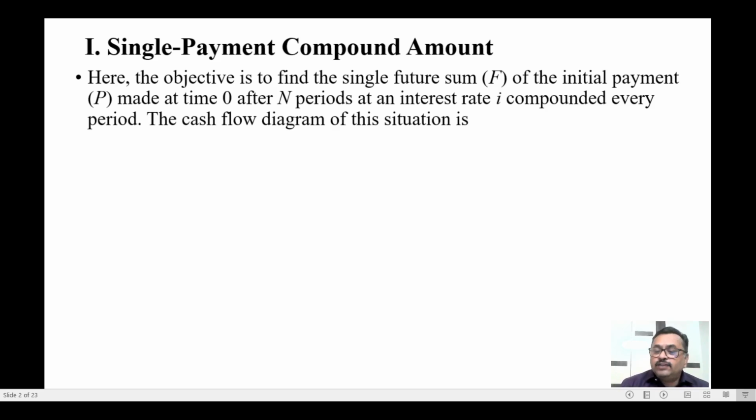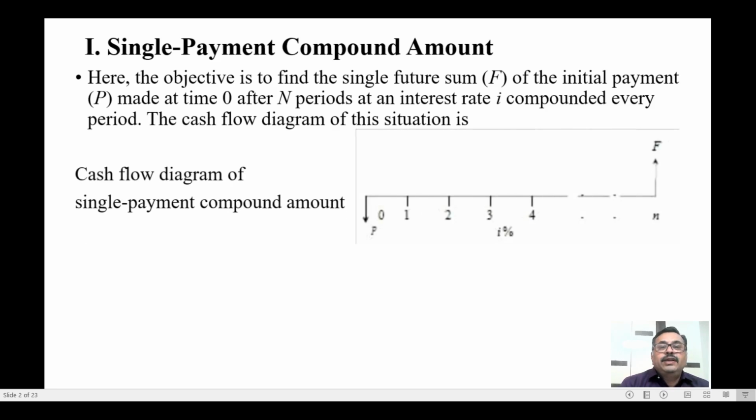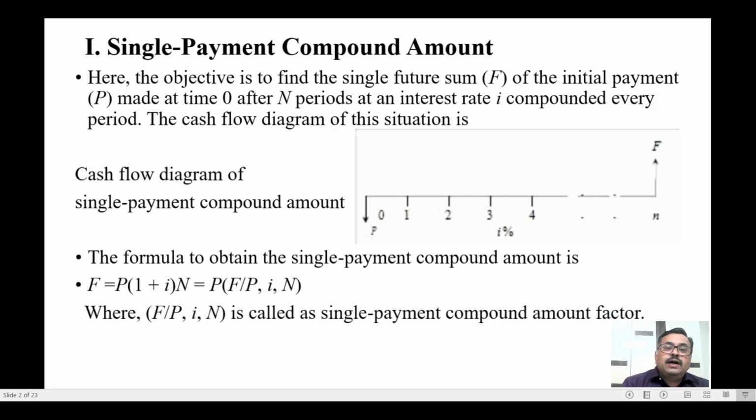The cash flow diagram for this particular method is given here. As you can see, the cash flow diagram shows a sum P given at the initial time period 0, and there is an interest rate I, and over a period of time, what is the future amount that I am going to get. The formula which is used here, I have already said: F is equal to P into (1 plus I) to the power of N.